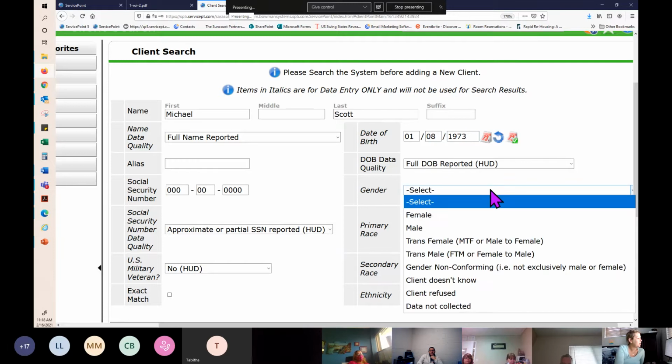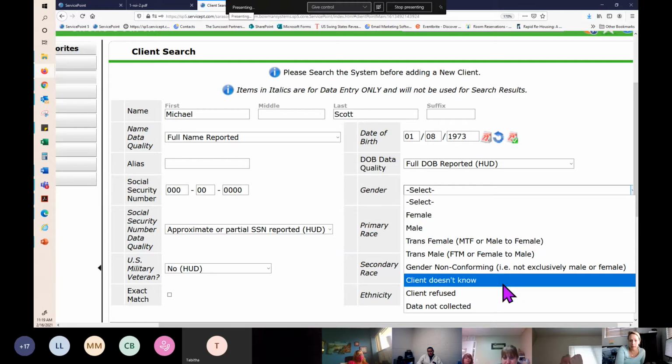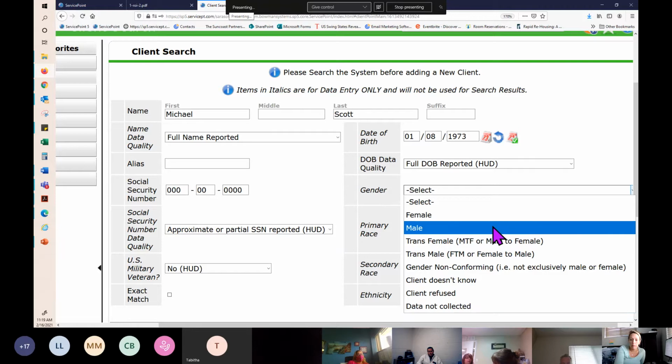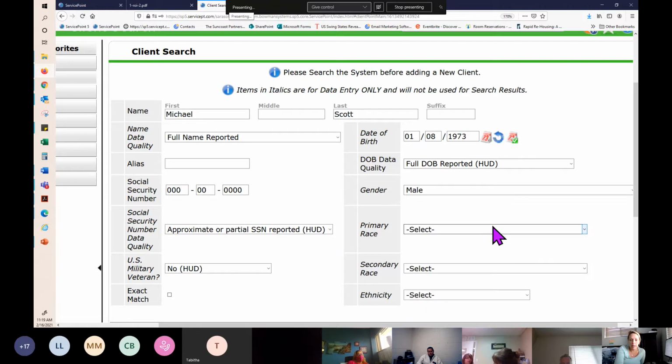quality, his gender identity of female, male, trans female, that's a male to female client, a trans male, female to male, or gender non-conforming. And then we have our no responses of client doesn't know, client refused, and data not collected. Michael Scott identifies as a male.